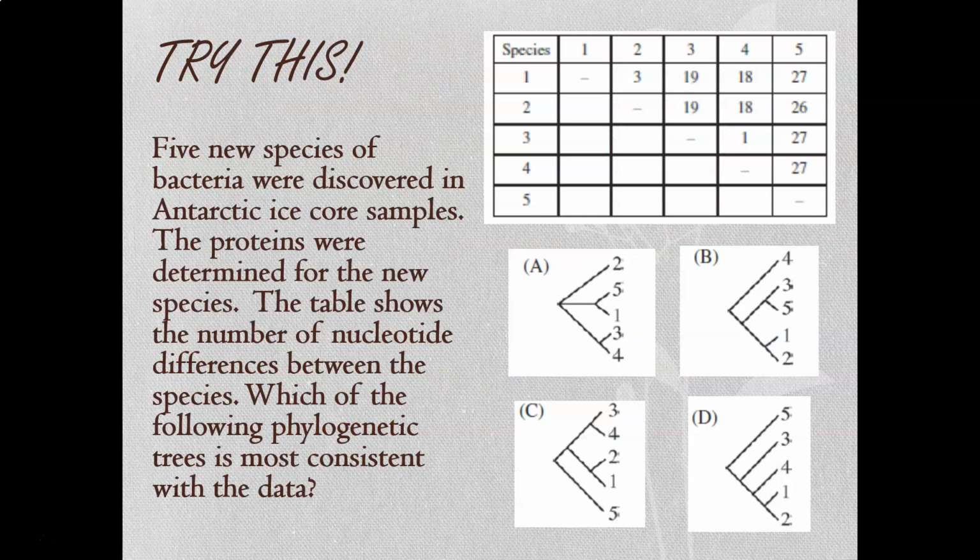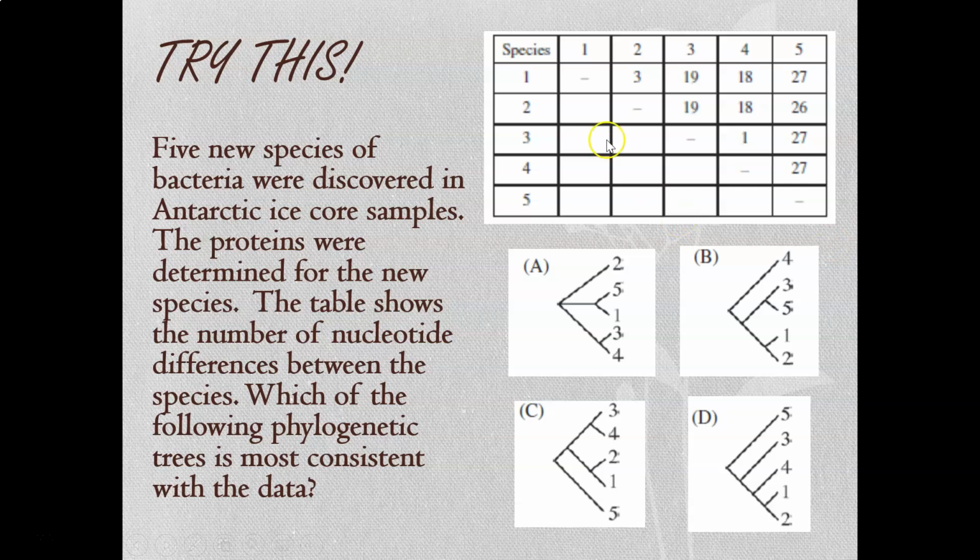So let's try this one. I've got 5 new species of bacteria that were discovered in Antarctic ice core samples. The proteins were determined for the new species. The table shows the number of nucleotide differences between those species. And then we're asked which of the following phylogenetic trees is most consistent with the data.